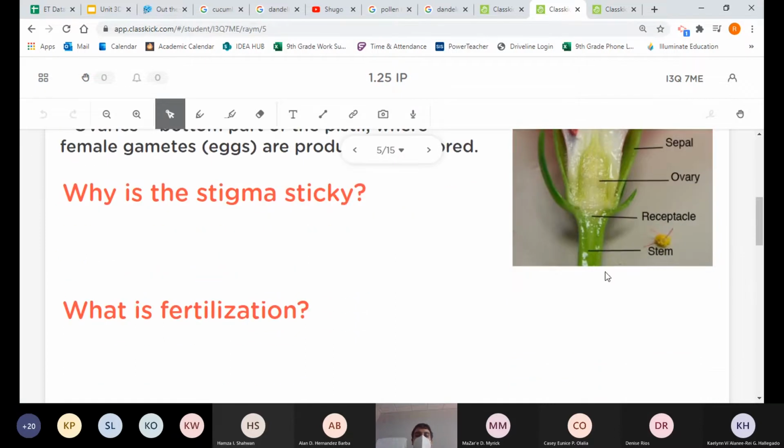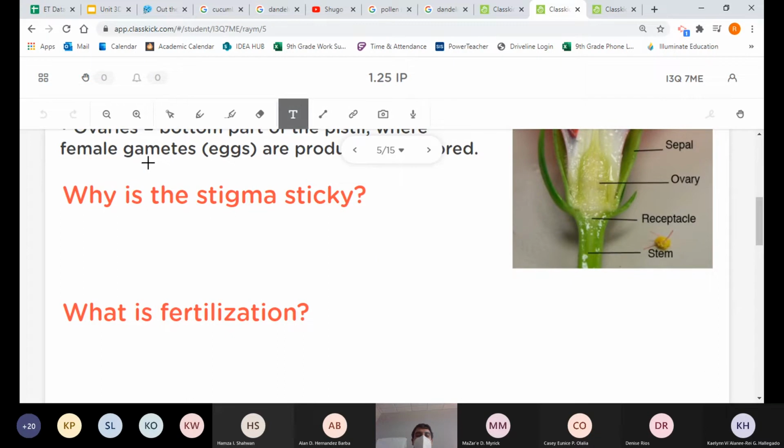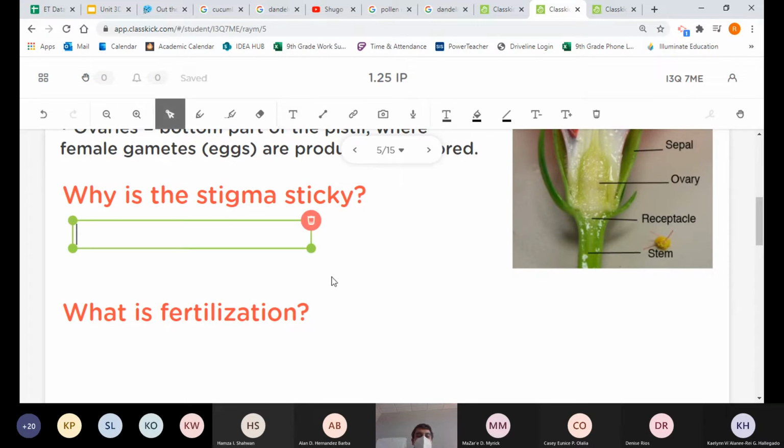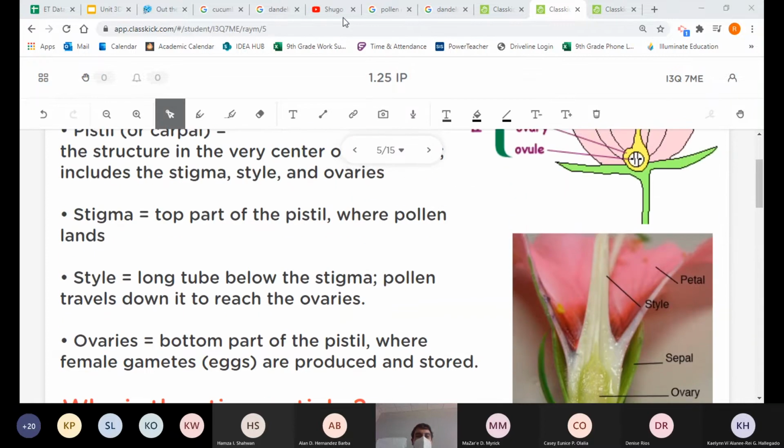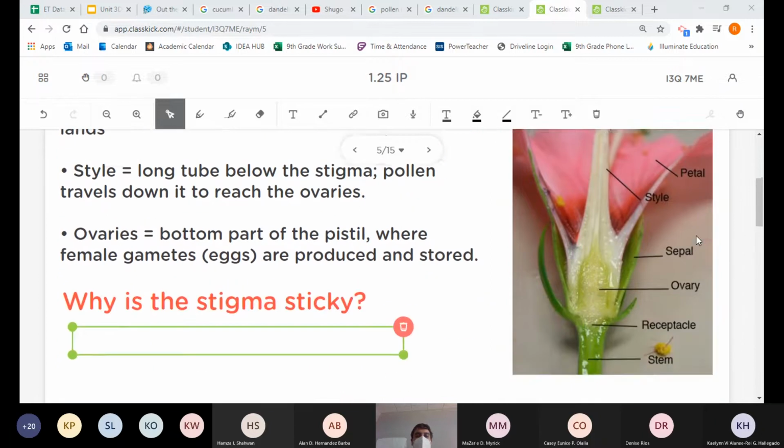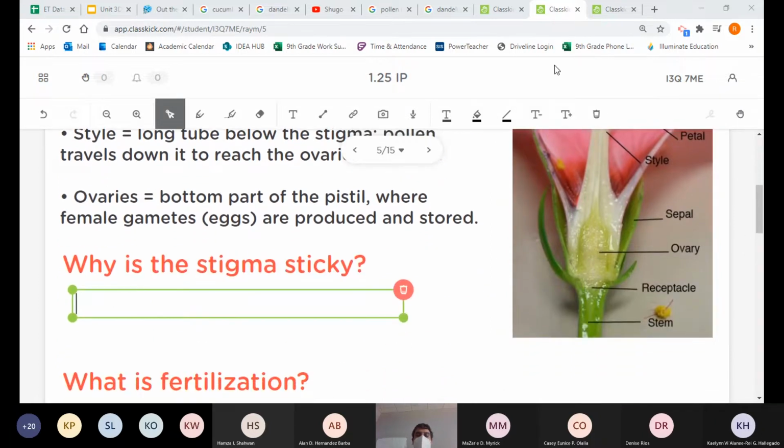So, we talked about the stigma, right? Why do you think the stigma would be sticky? Does anybody have any ideas why there would be a sticky stigma? So reach back over here, stigma. Stigma is the top part of the pistil where the pollen lands. So what is the advantage of having a sticky stigma? Very good, thank you. Because the pollen is landing there.